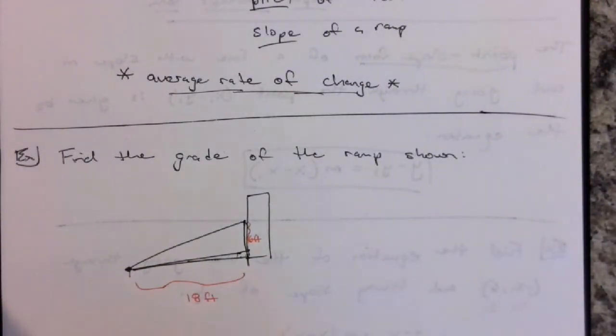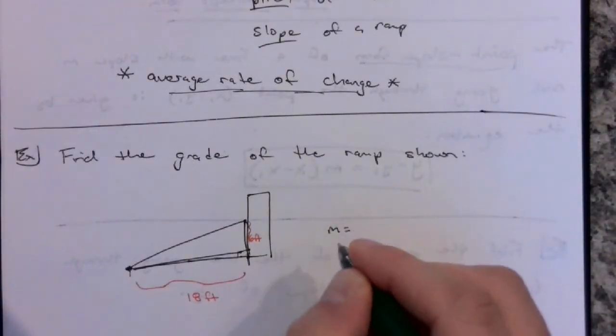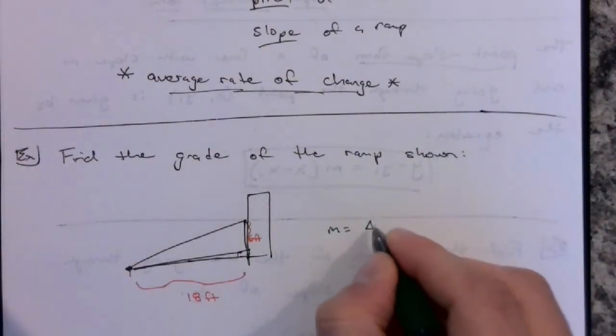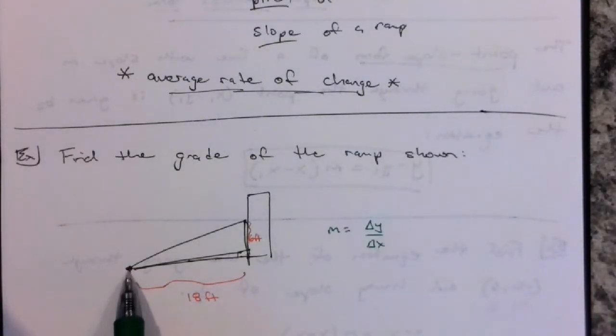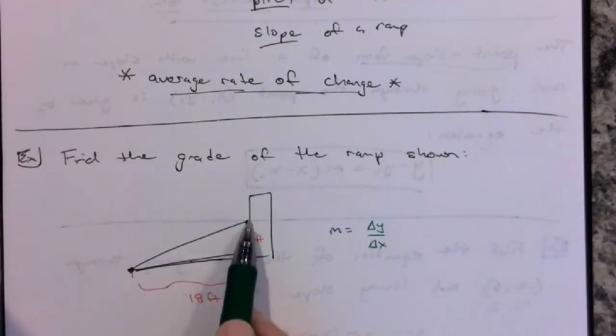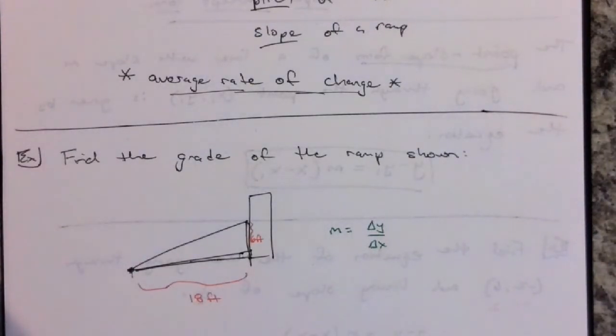But we do know that the slope is equal to our change in y over change in x. If you need to, you could make a coordinate here. You could call this point 0, 0, and then how far over and how far up is that? Well, this point would be an x value of 18 and a y value of 6. But it's easier than that. You can just kind of look at what you have, right?